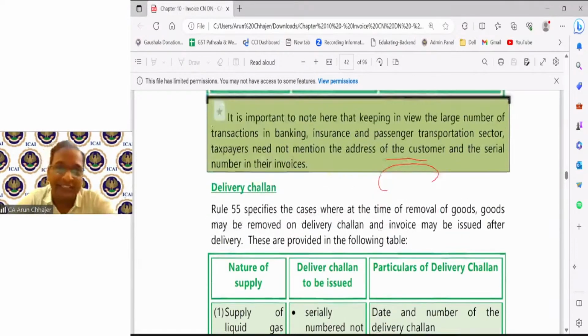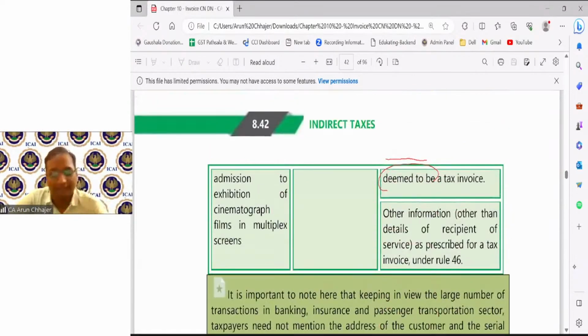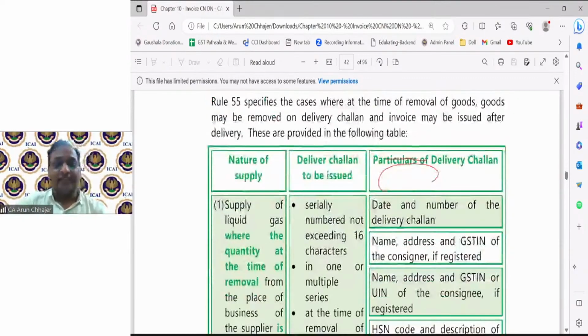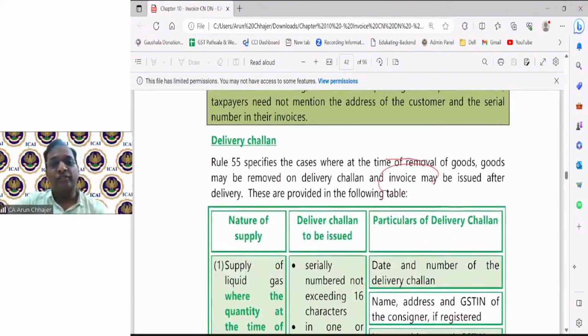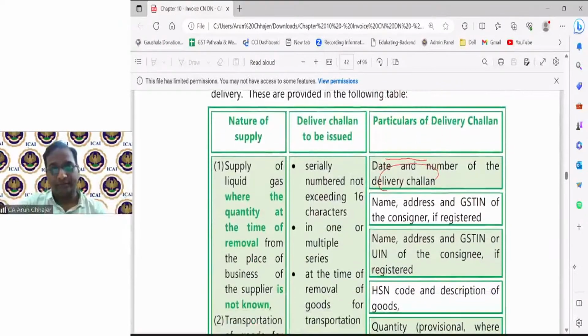So now, delivery challan. The delivery challan is to be made in four circumstances.